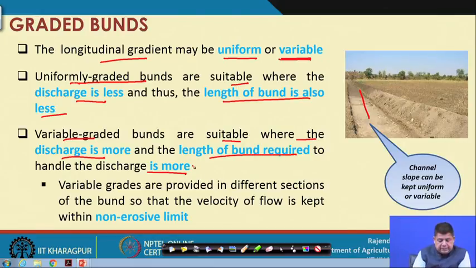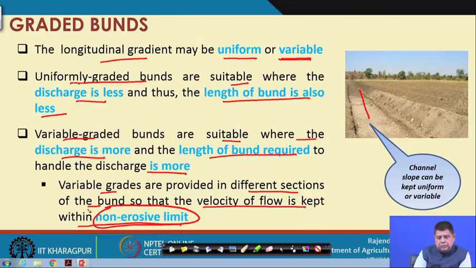On the contrary, if the discharge is more and the length of bund is more, then we provide variable grades in different sections of the bund, so that the velocity of flow is kept within non-erosive limit. Be it the case of uniformly graded or variable graded, this condition of non-erosive velocity is always true. That is, you always have to see that water flows only at a non-erosive velocity, so that there is no erosion in the channel. But in the case of variable grade, if the length of the bund is more, we can provide variable grades in different sections of the bund.